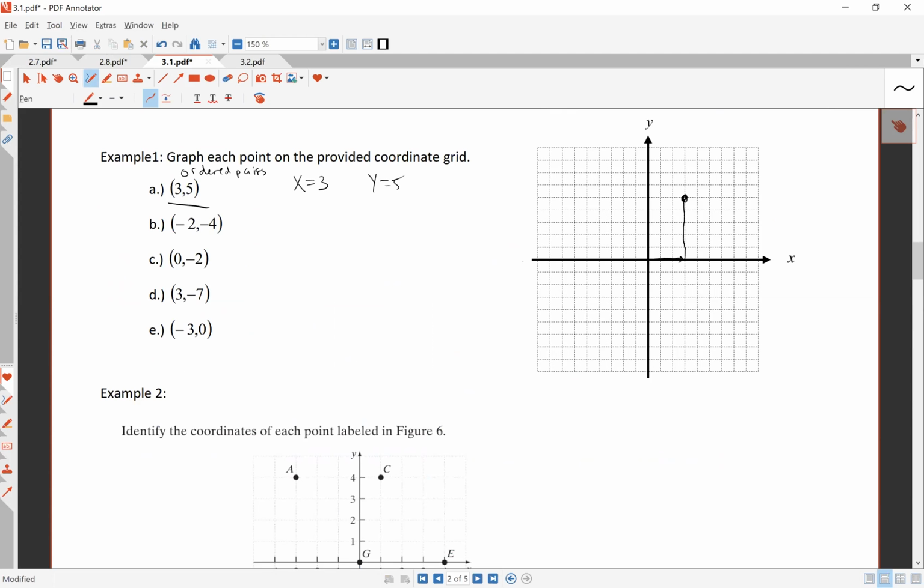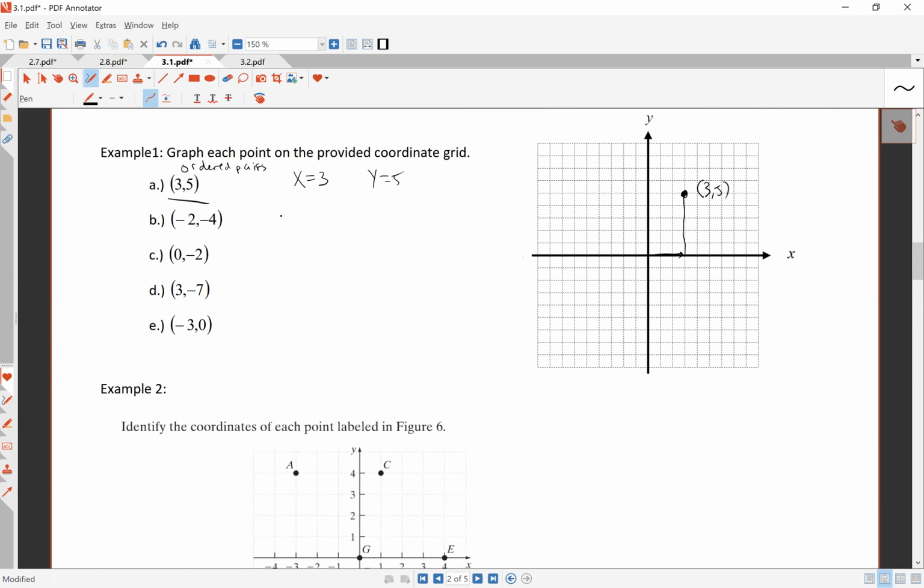I think so. Yeah. The point -2, -4 says to go over to -2 on the x and go down to -4 on the y. 0, -2 says to stay at the y-axis and go down to -2. So it's really important that you see that if the x is 0, then you're on the y-axis. If the y is 0, then we're on the x-axis. So we go over to -3, 0.